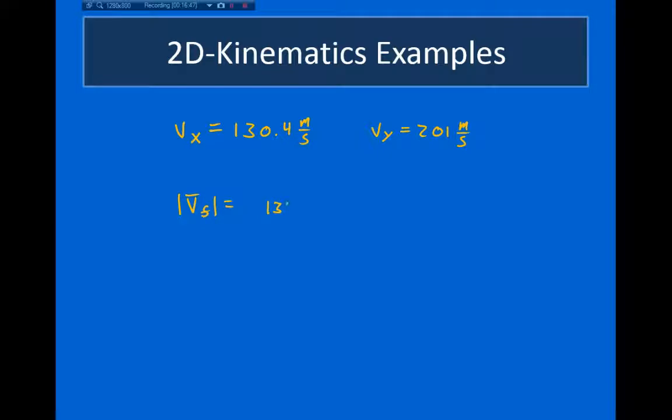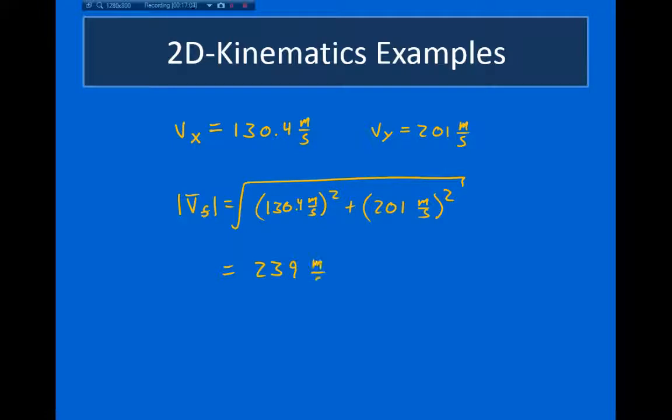So we have 130.4 meters per second, quantity squared, plus 201 meters per second squared, and then you square root that. So if you take that and plug that into a calculator, you see that this is equal to 239 meters per second. So that's how fast the fuel tank is traveling when it hits the ground. And that's the same for both planes.